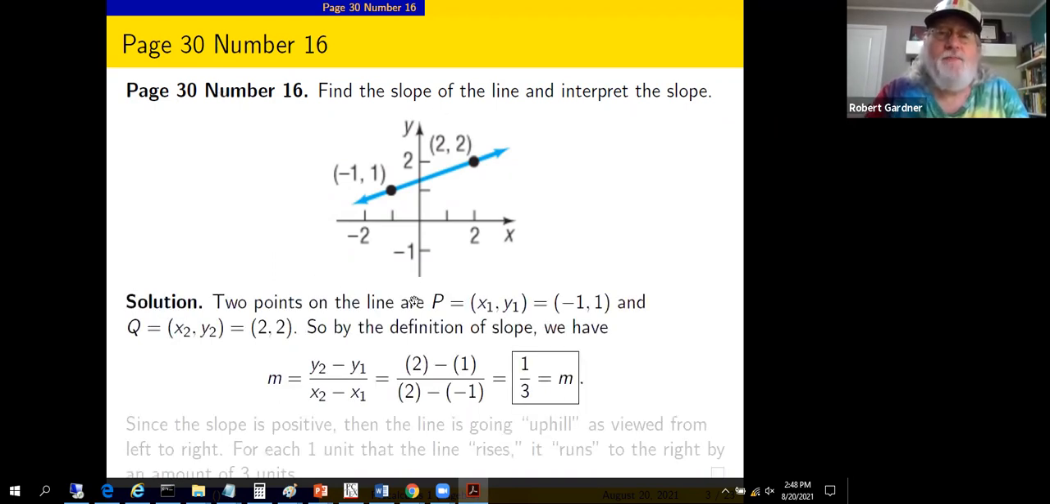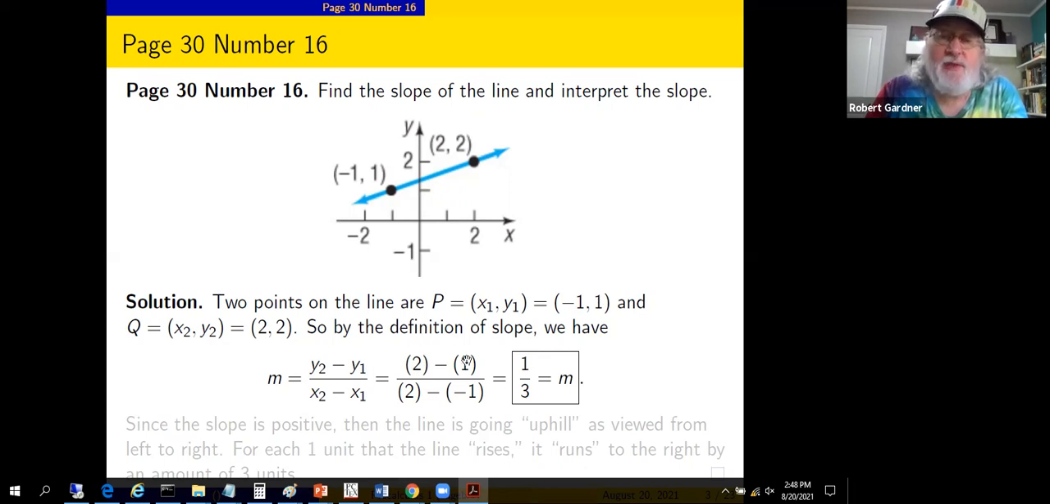We've got 2 points. Let's call this one point P with coordinates x1, y1. That would be -1, 1, respectively. And call this point Q, x2, y2. It's the point 2, 2. So we've got the 2 points. We'll take this definition of slope: y2 minus y1 over x2 minus x1. Okay, y2, there it is, this 2. y1 is this 1.